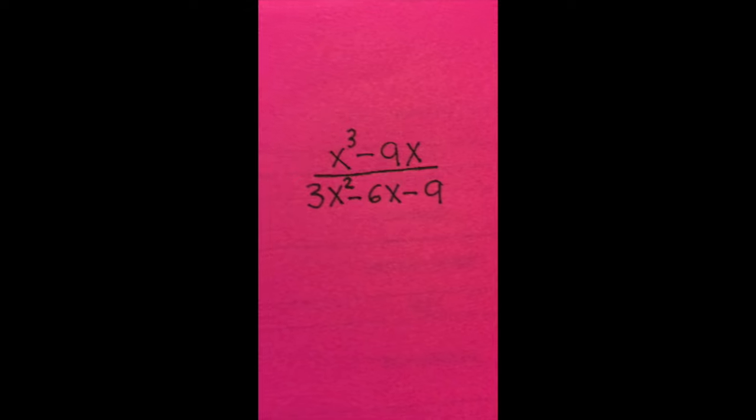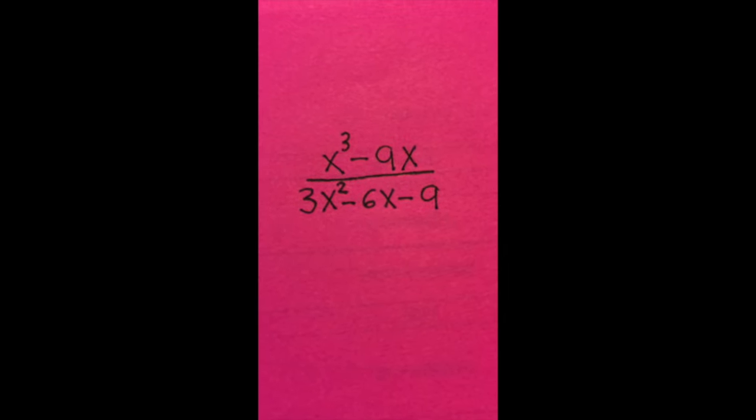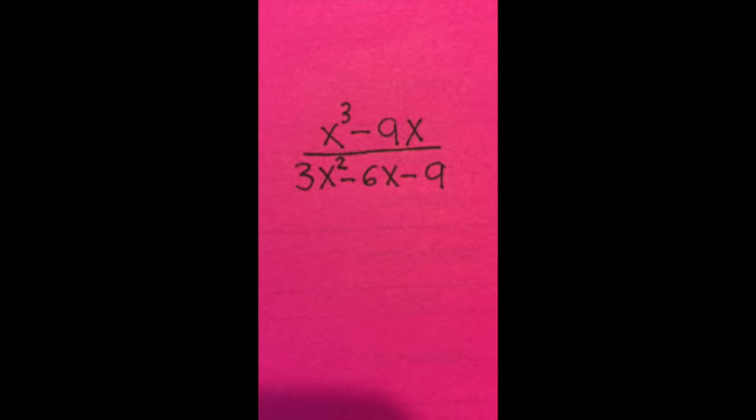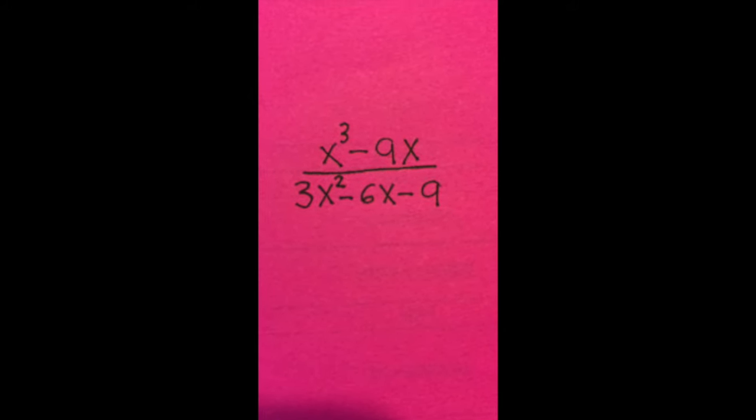Hi guys, so today we're going to see how to graph a rational function. First of all, you have to factorize your function to see if your graph has holes and to know what's going to be your vertical asymptote. So I'm going to show you how it looks factorized.